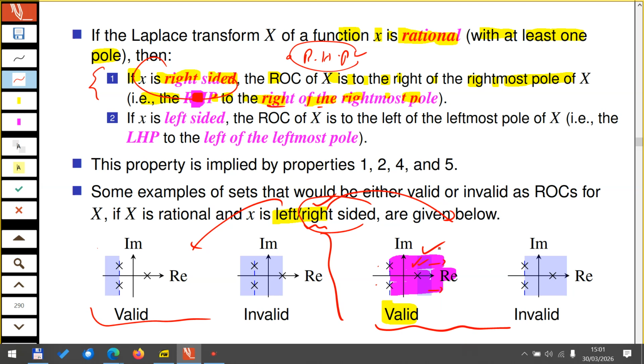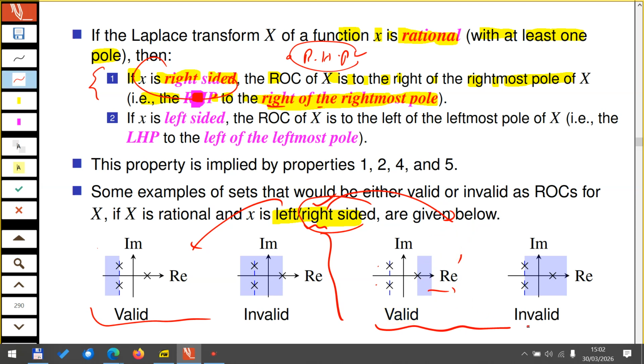Then that is not allowed. We must not forget the first rule, right? So the only way you can avoid violating the first rule is to make sure that it is to the right of the rightmost pole. You have to respect all the rules. That is the only way in which you can respect all the rules. And what rules are we talking about? We must avoid poles, right? We must respect the rule that if a function is right-sided, the ROC has to be a right half plane. So this is the only way. It has to be a right half plane. It has to be a vertical strip. Yeah, all the rules.